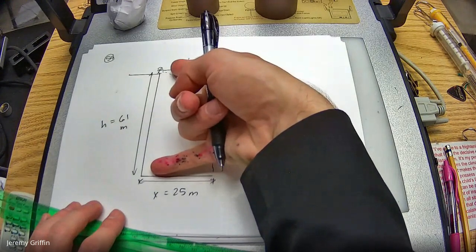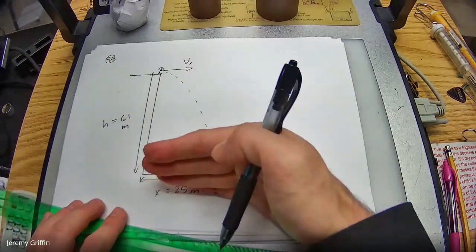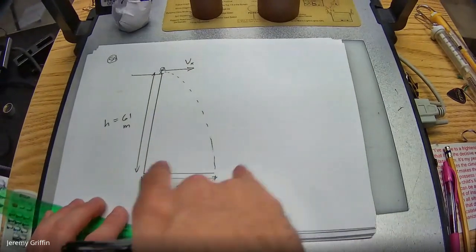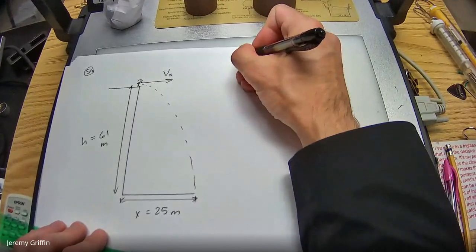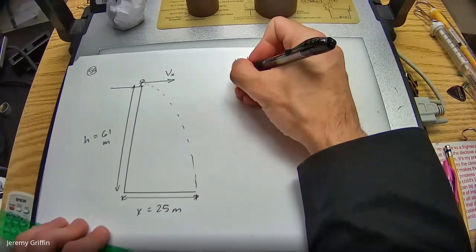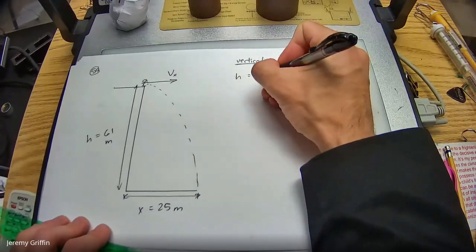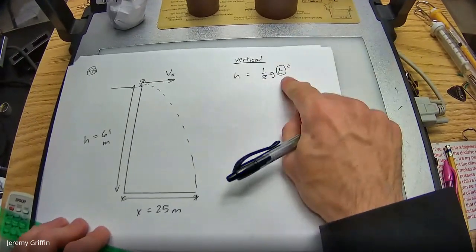Okay? So I need to start with the vertical stuff to figure out how much time it takes to fall that height. And then later on, I'll figure out how fast you have to run. So I'll start with vertical stuff. Hey, wouldn't this just be the h equals 1/2 gt squared, the old college equation? But we're going to rearrange and solve for time this time.